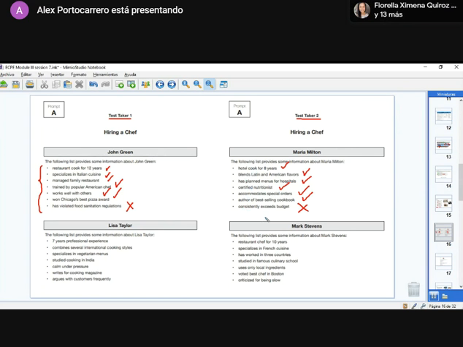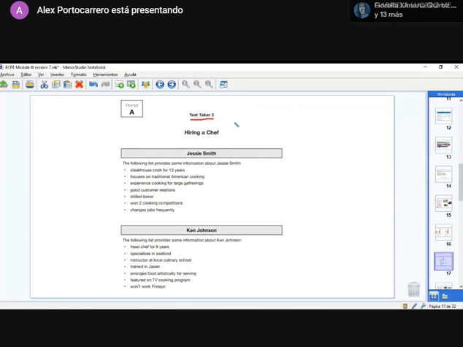The last one should be a negative point, right? It's always like that. For example, the third test taker, Jesse Smith, steakhouse cook for 13 years, focuses on traditional American cooking, experience cooking for large gatherings, good customer relations, skilled baker, won 2 cooking competitions, but changes jobs frequently, right? You'll have to present this information, paraphrasing it, and you'll have to elaborate on it.